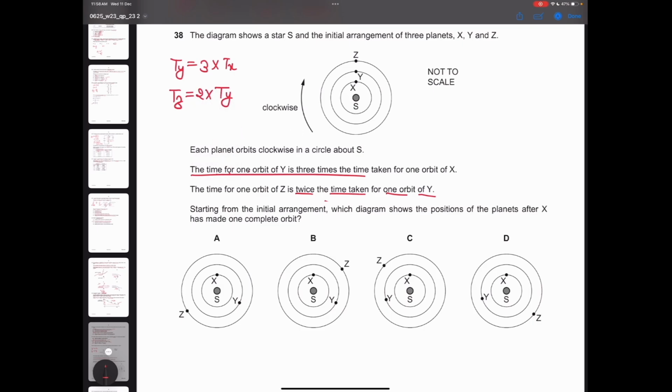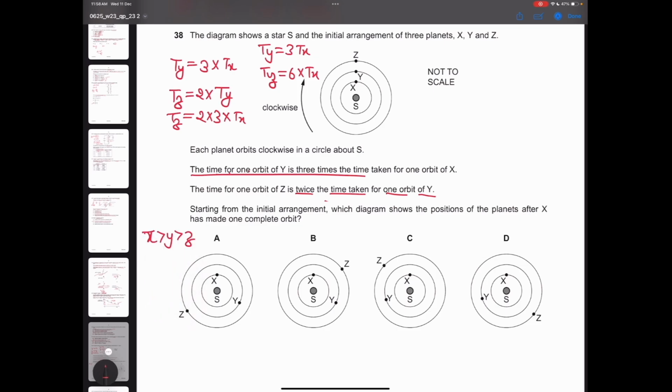Y is taking 3 times time of X. So 2 times 3 times time of X. So it's just that Y is taking 3 times time of X, and Z is even lazier. Z is taking 6 times time of X. So it clearly means that X is the fastest, and then Y, then Z.